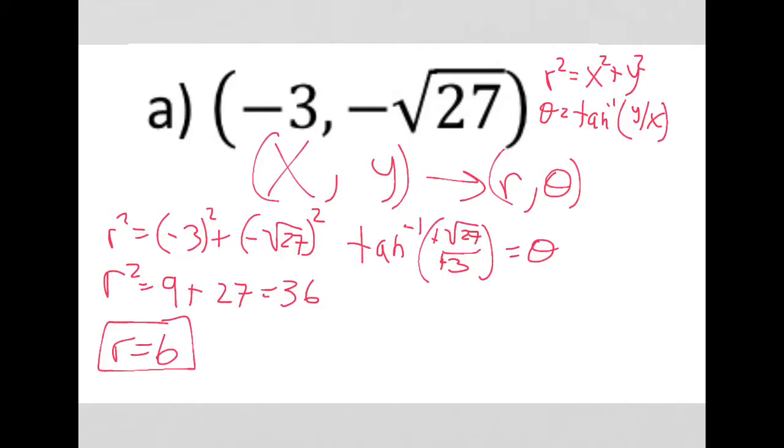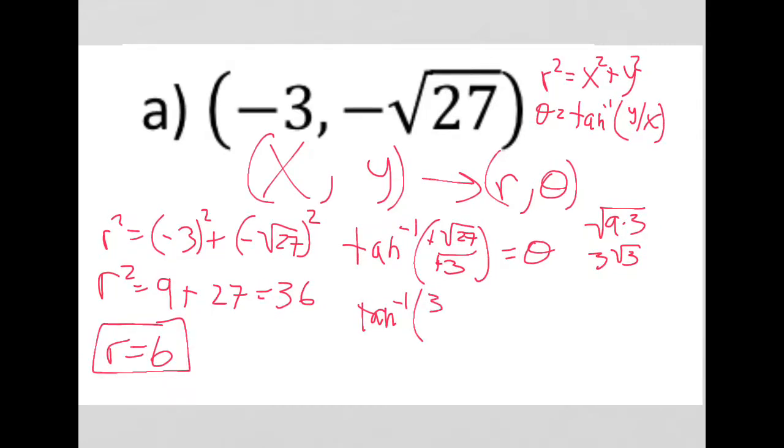But what can we do with that square root of 27? Well, recognize that the square root of 27 is the square root of 9 times 3, which is the same as the square root of 9 times the square root of 3, and the square root of 9 is 3, so this simplifies down to just 3 root 3. So really what we have is the inverse tangent of 3 root 3 over 3, and boom, those 3's cancel. So really, it's just the arctan of the square root of 3.